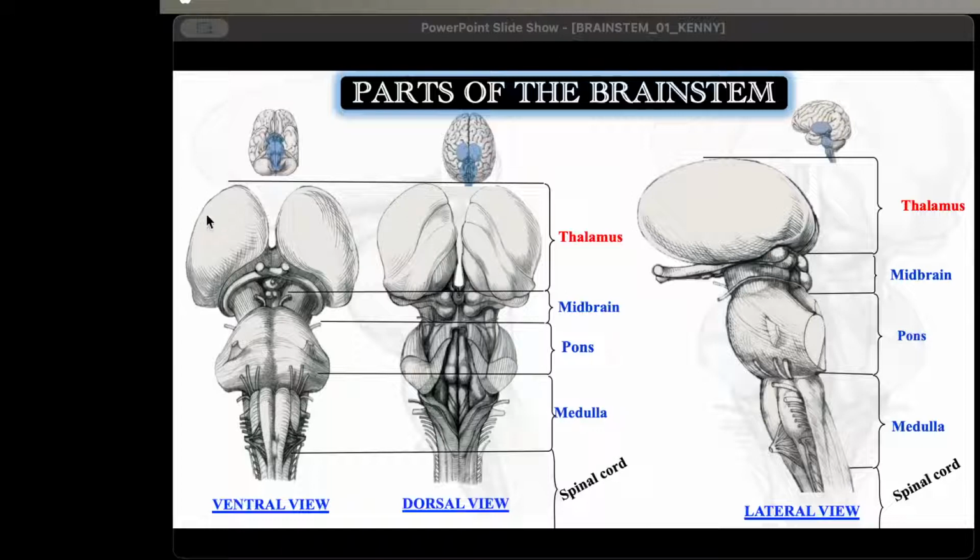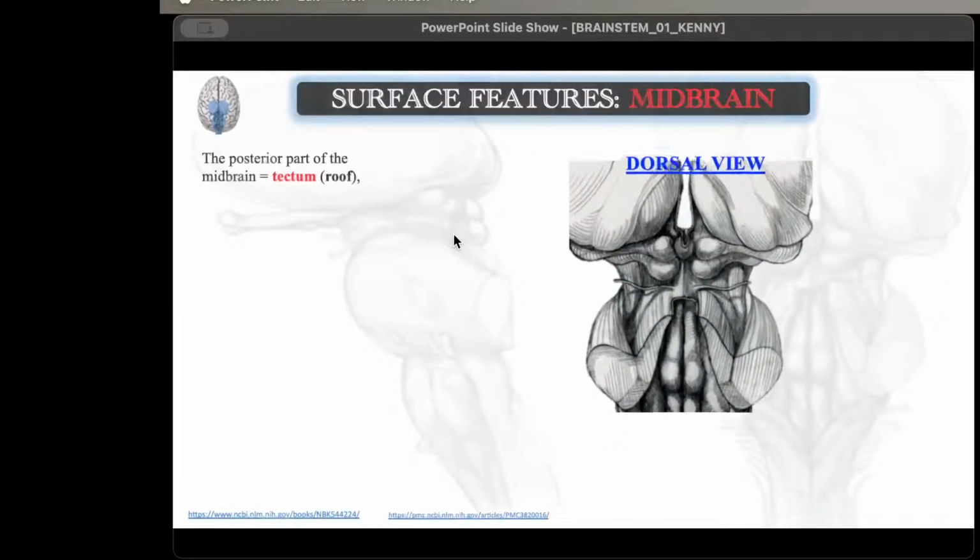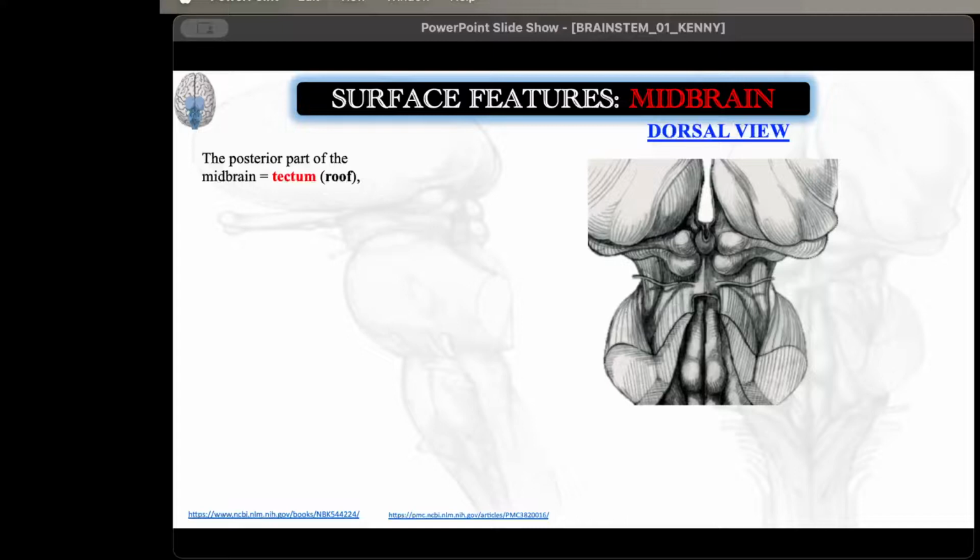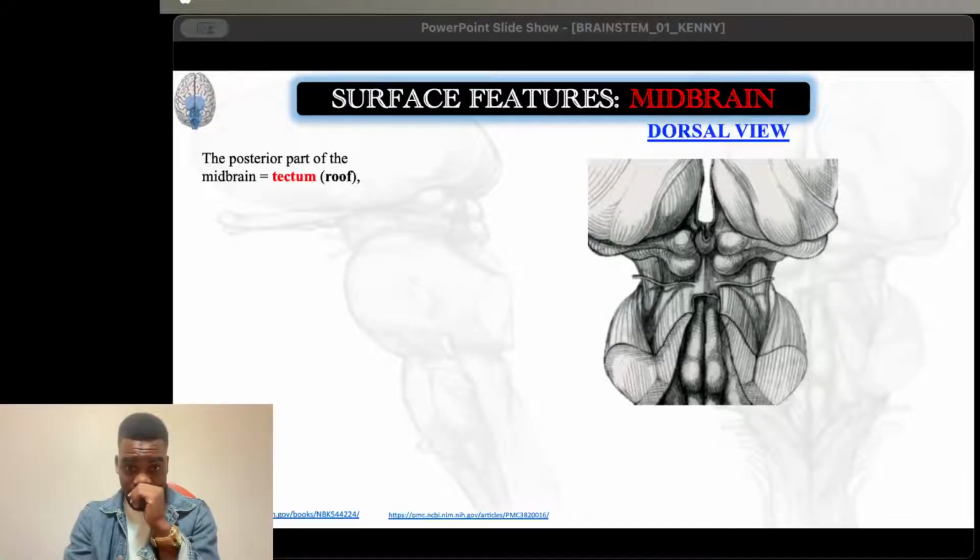Remember, I told you that the thalamus, this in red here, is not part of the brainstem. So now let's discuss the surface anatomy of the brainstem in detail. Let's touch on the midbrain and the posterior aspect of the midbrain.